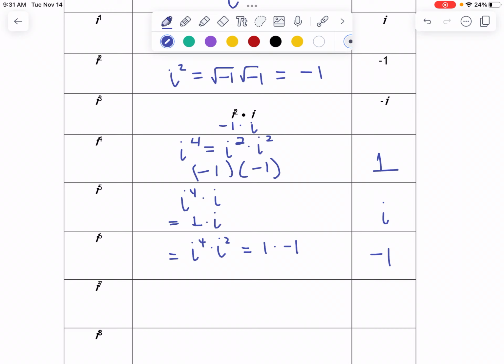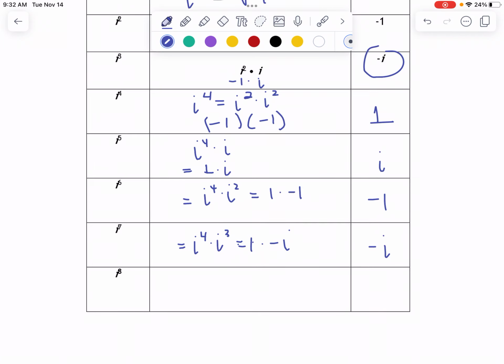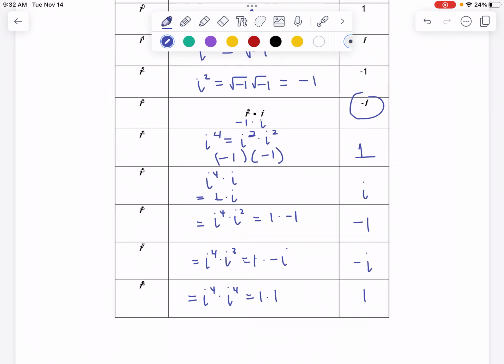I could think of i to the seventh as i to the fourth times i cubed. I to the fourth is 1. I cubed, we can see up above, is negative i. So 1 times negative i gives us negative i. And then last but not least, i to the eighth we might think about as i to the fourth times i to the fourth, or 1 times 1, which gives us 1.